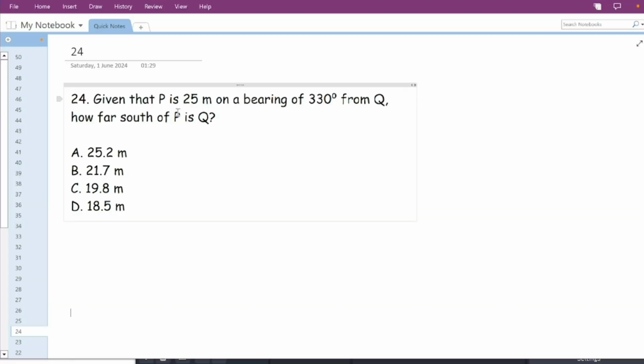Question 24. Given that P is 25 meters on a bearing of 330 degrees from Q, how far south of P is Q? Looking at this question, it is a bearing question, and we'll have to take it carefully and not miss our point. Given that P is 25 meters on a bearing of 330 from Q, what it's saying is that the bearing of P from Q is 330.